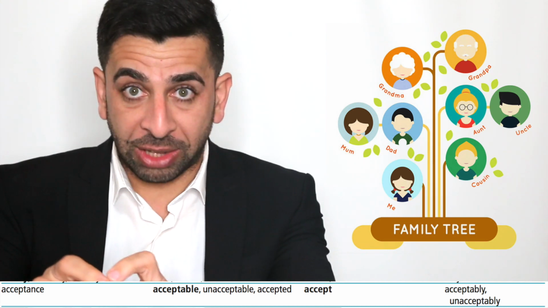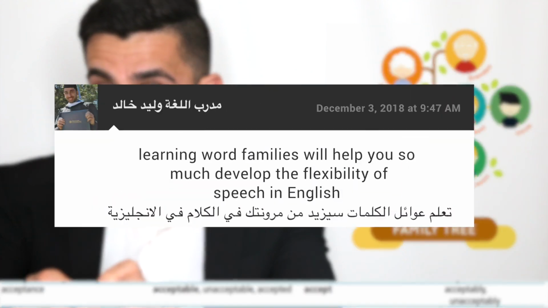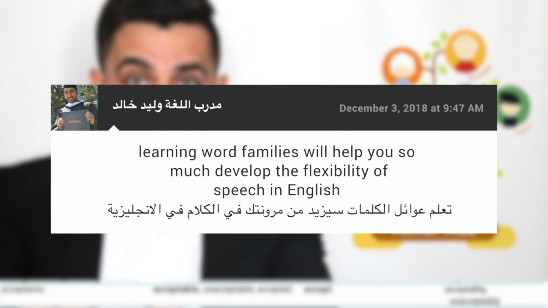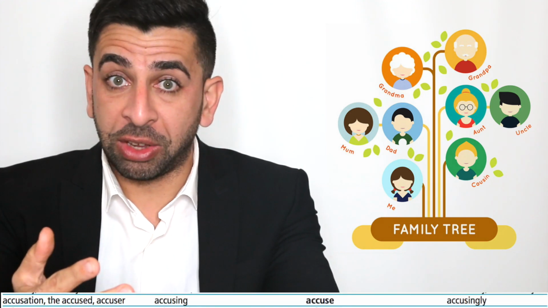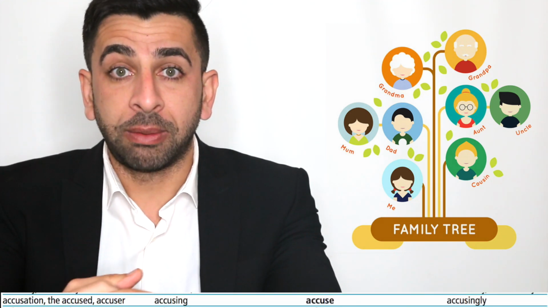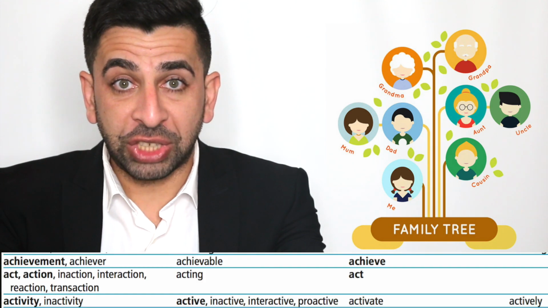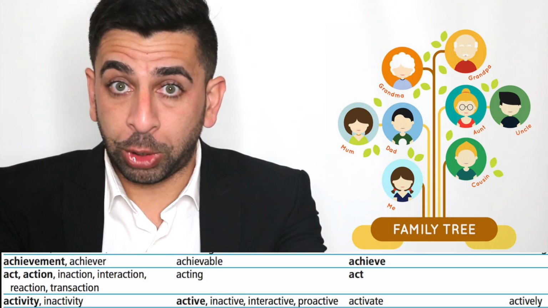So again, let me reiterate that learning the word families will help you so much develop the flexibility of your speech in English. Let's continue checking out some of the words that have word families that we can use and derive in certain contexts, depending on the context of the statement and the way we need to say something. So we have accusation, accuse, accusing, achieve, achiever, achievable.